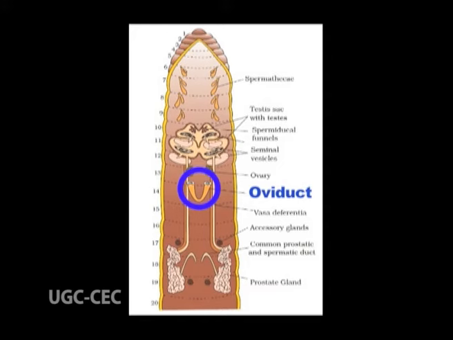The oviduct runs backward, perforates the intersegmental septum between the 13th and 14th segments and enters the 14th segment. The common oviduct opens to the exterior through the female genital aperture.